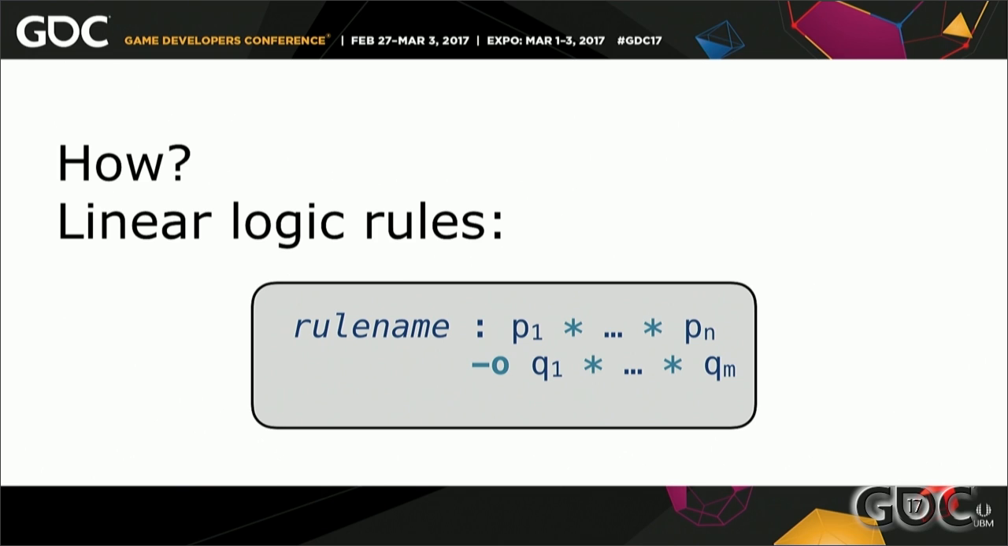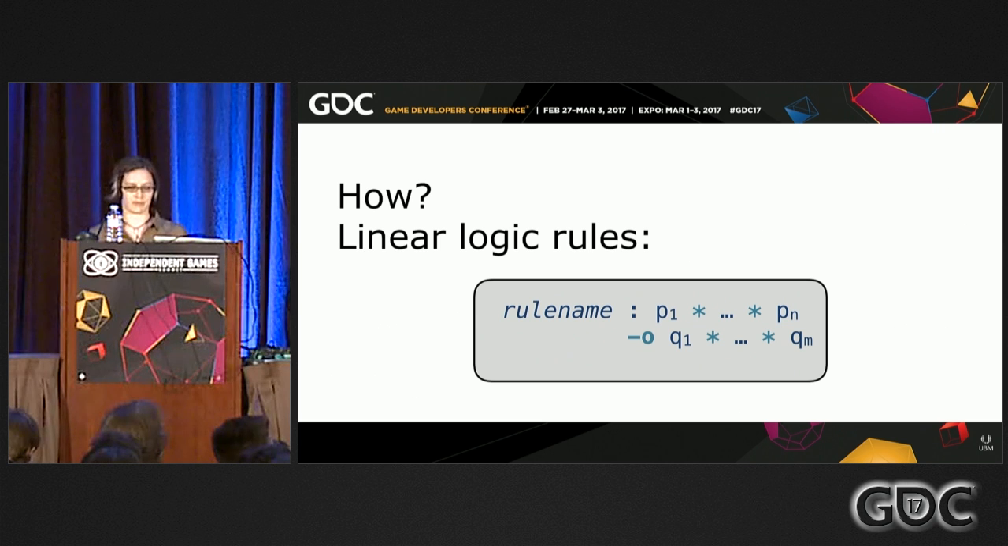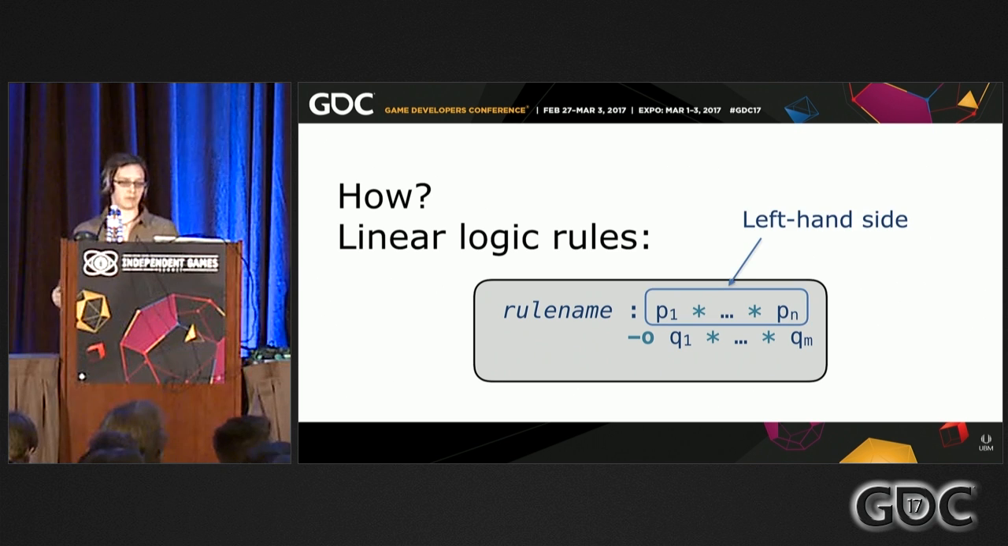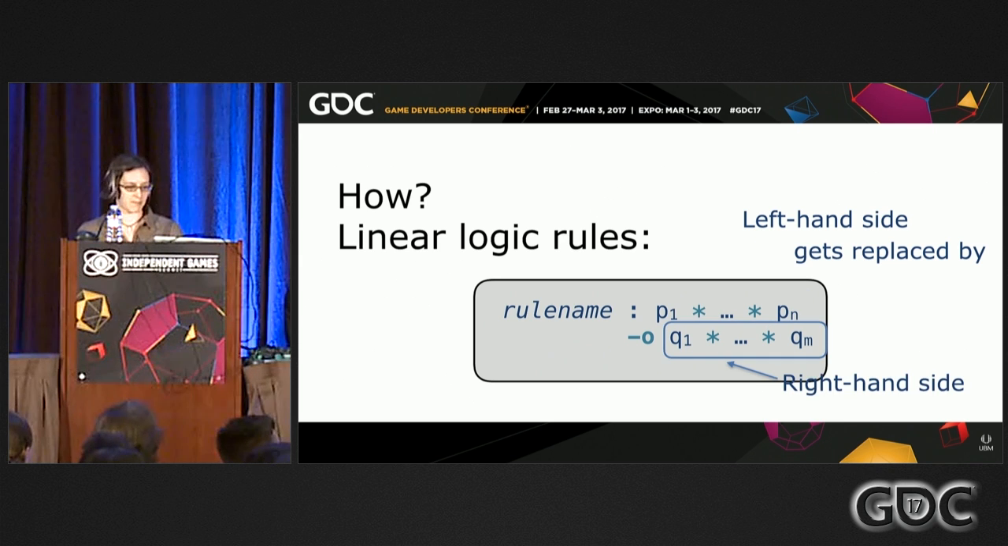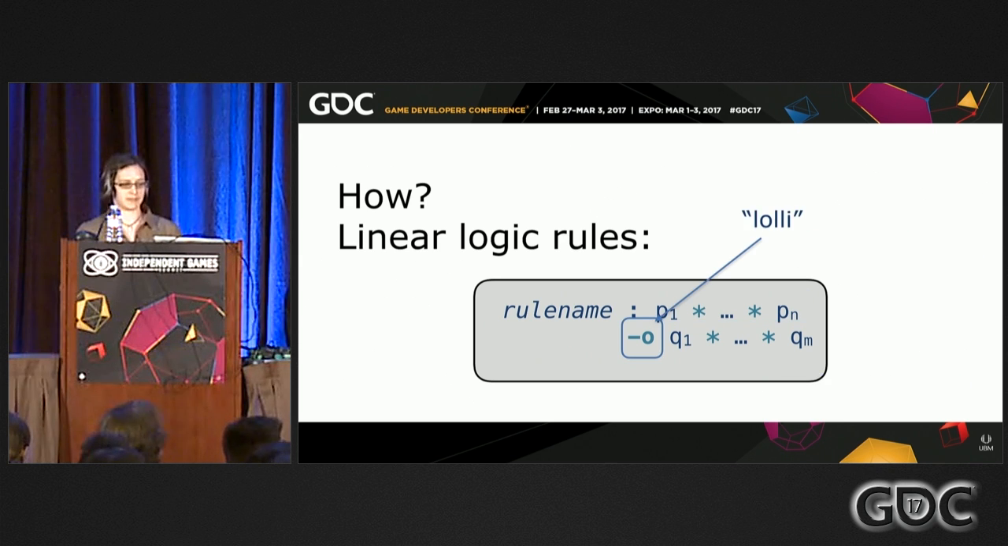So this next part is going to be the most syntax heavy that we'll get, so just to give you an overall sense for how this works, we use something called linear logic rules, and these are just rules where you have a left-hand side that, when the rule is selected, gets replaced by a right-hand side. So the only syntax specific to Scepter in this rule is the lolly and the tensor. And lolly just separates the left-hand side and the right-hand side, and tensor connects together the pieces that go on either side of the rule.